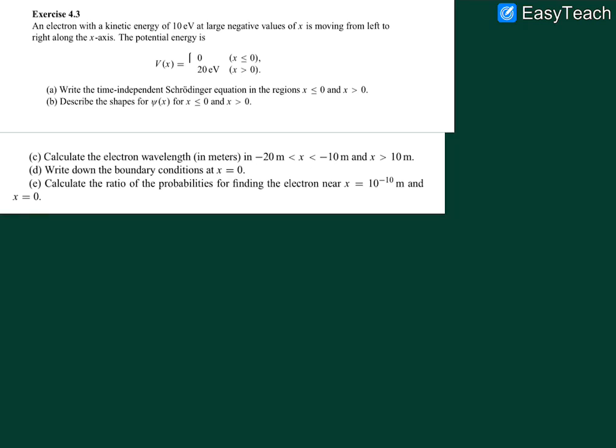Okay, now let us start solving the third question of chapter 4 from Zettili. In this we are given an electron with some kinetic energy, 10 electron volt, and it hits a step potential having the potential of 20 electron volts.